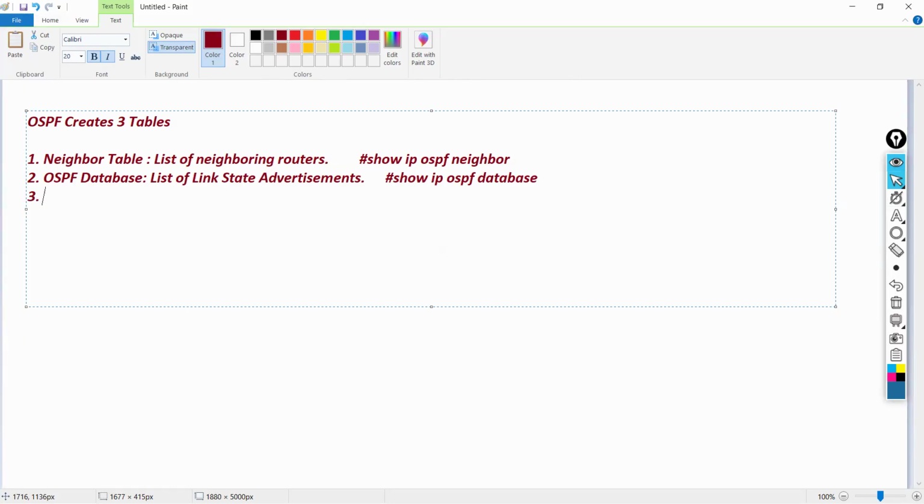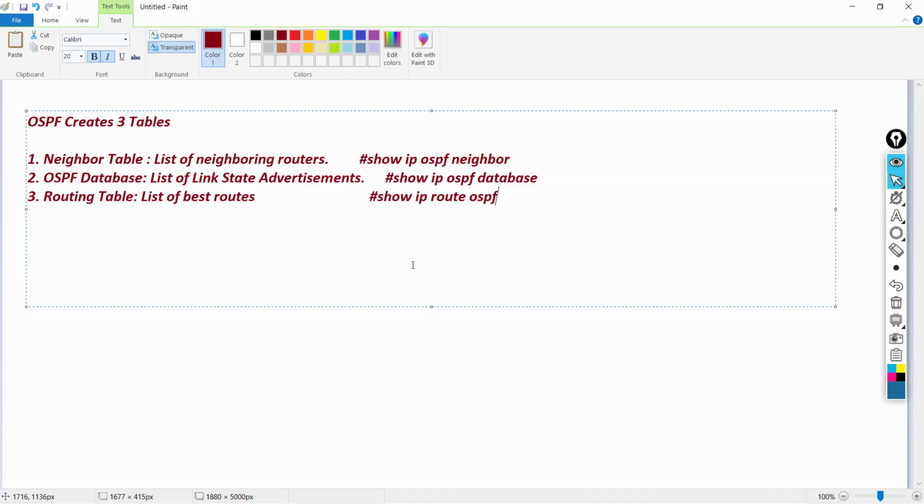Then number 3, the routing table. First, your neighbor table is created. From the neighbors, link state advertisements are received and stored in the database. On the database, Dijkstra's algorithm, the SPF algorithm, is run, and finally the best routes are calculated. Those best routes are stored in the routing table. This is how your OSPF works. How do you check the routing table? Normally you say show ip route, which shows all the routes. If you want to check RIP, you say RIP; static, static; EIGRP, EIGRP; OSPF, OSPF.